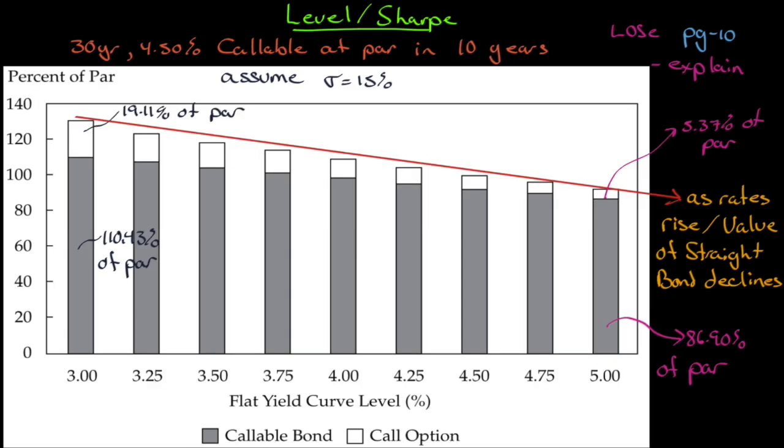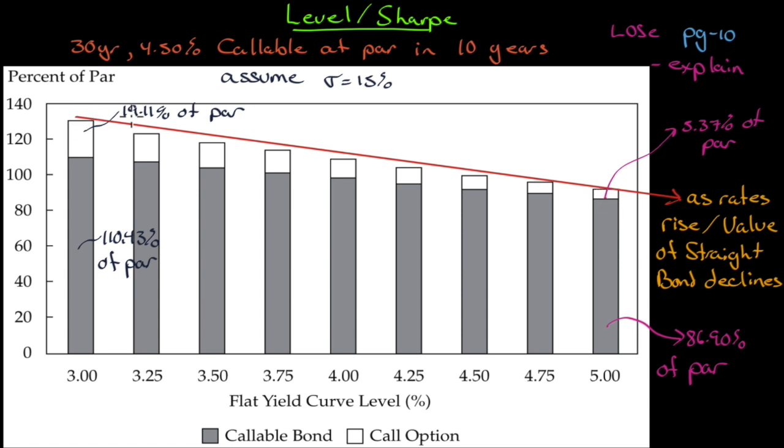Okay, let's look at the level of the yield curve. We've looked at volatility. Now let's leave that constant and change the level and look at what we have here. First of all, rather than looking at the gray and the white, let's just look at the size of the bar in total, and that is our straight bond. We know that because the straight bond minus the option equals the callable bond, right? Well, look what happens with the straight bond.